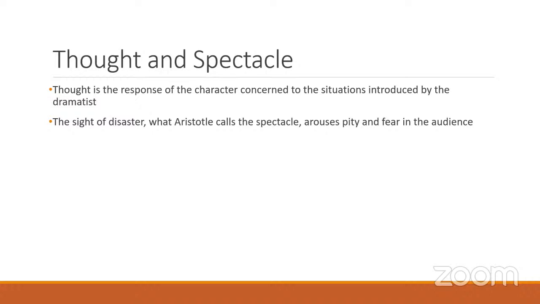Then we have spectacle. Spectacle is actually the audience. It's the sight of the disaster. That is what Aristotle calls spectacle. So when the audience sees the disaster happening on the stage, it is a spectacle which arouses pity and fear in the audience. There is a catharsis: when you see the actions, the downfall, the tragic life of the character, you feel pity and fear. The audience will feel pity and fear. That is what spectacle is.